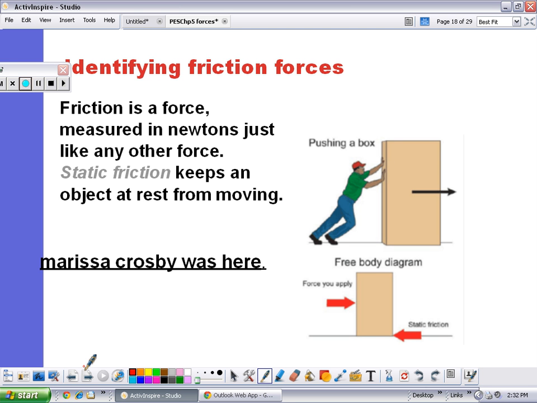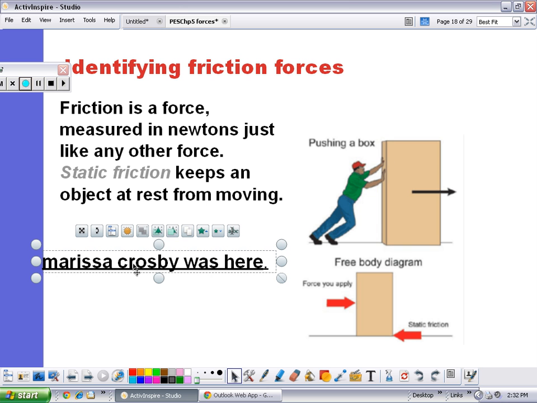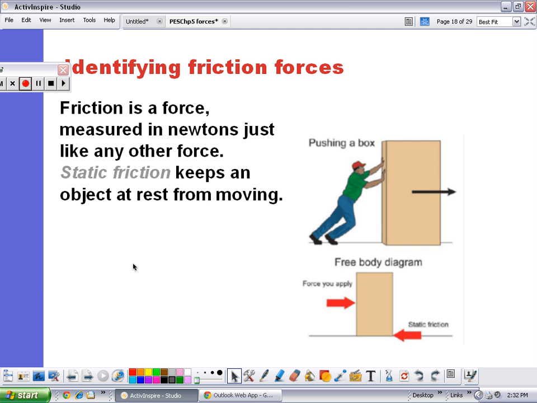Another type of friction is static friction. This is a frictional force that's measured in newtons, just like all the other forces, but this is the friction that keeps an object at rest. It keeps it from moving. Every single object experiences static friction. You have your book sitting on the table, it has static friction, keeps it from moving.